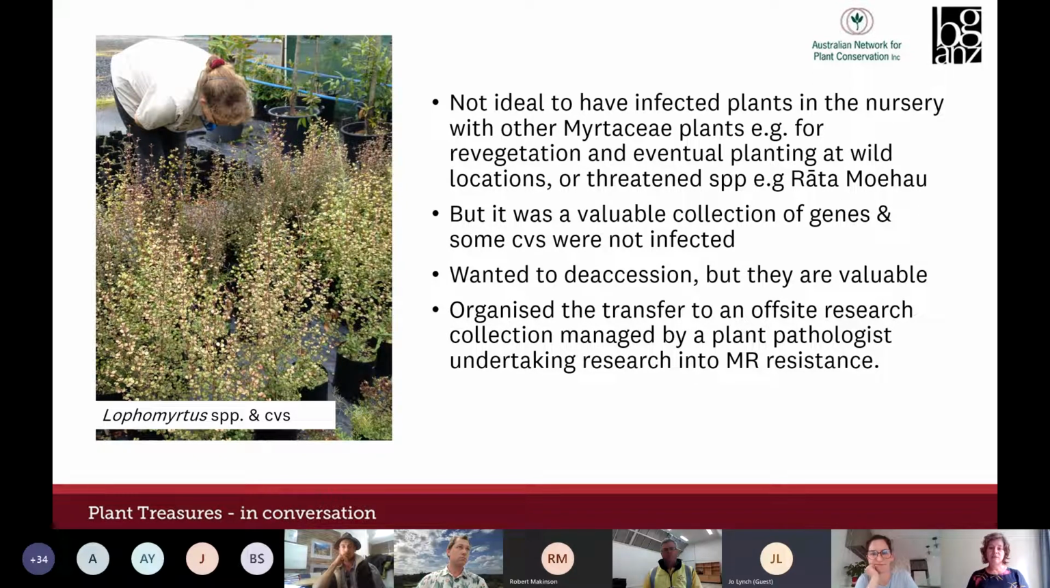So really quickly, we organised the transfer of these plants to an off-site research collection, which is managed by Rob Beresford, who is a plant pathologist undertaking research into myrtle rust resistance in New Zealand. So we found a win-win, really.